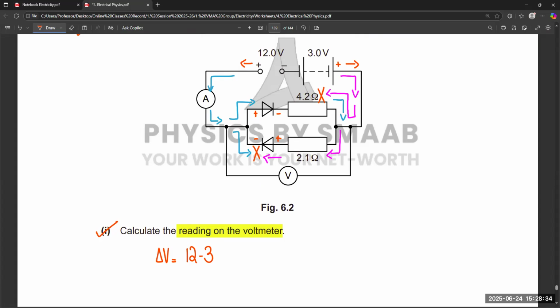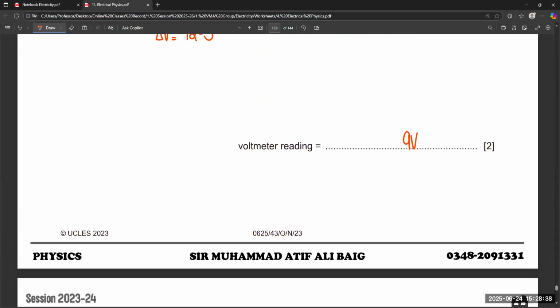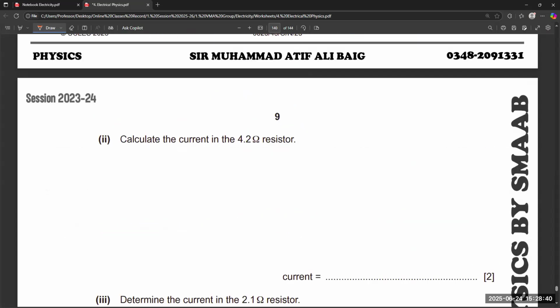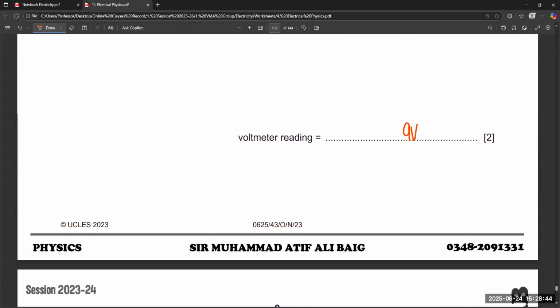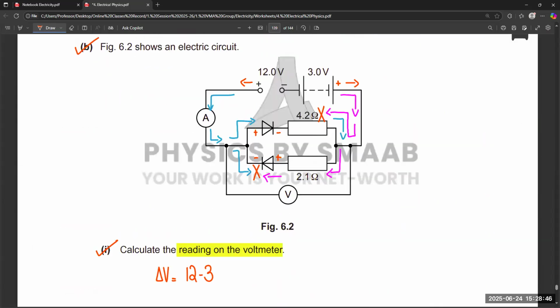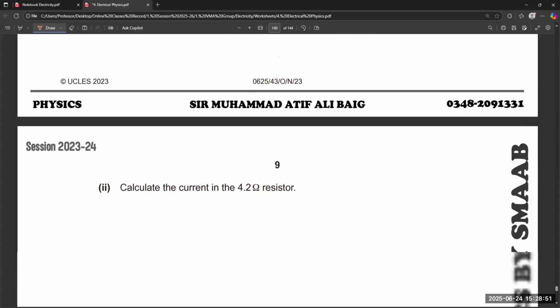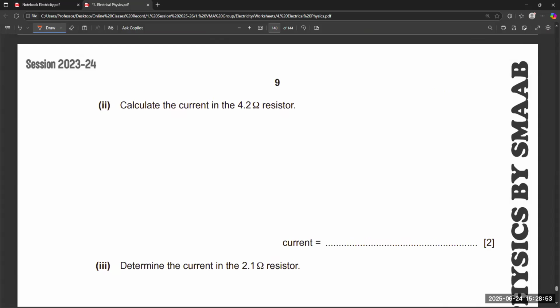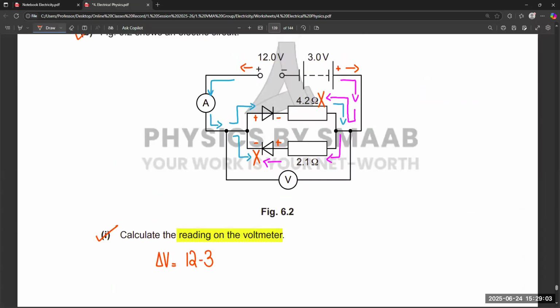Can we do a few more of these types of questions? We have other parts of this question also. We have to find the current in the other resistor and the reading on the ammeter. So we still have parts of this question. The first part was only for the voltmeter. Now the second part is only the current in the 4.2 ohm resistor. So the 4.2 ohm resistor means this one.